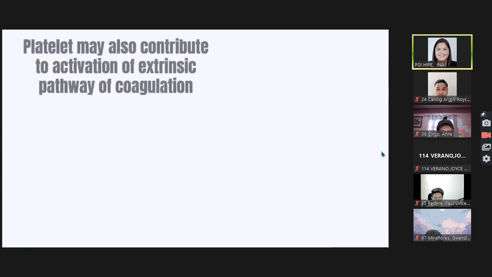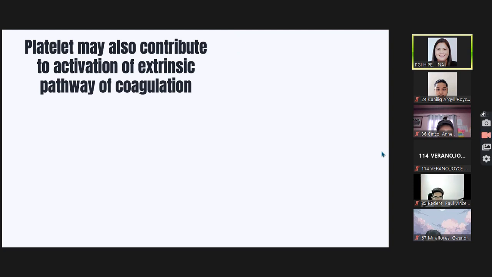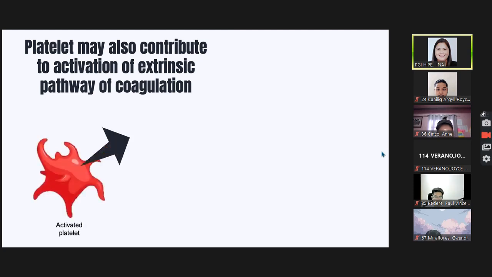So next, platelets may contribute to activation of the extrinsic pathway of coagulation. So remember, it's the extrinsic pathway of coagulation. As a consequence of the release reaction, the platelet activation causes alteration in the platelet phospholipids that allows calcium and clotting factors to bind to the platelet surface. So the activated platelet contains platelet factor 3, which may function as a tissue factor.